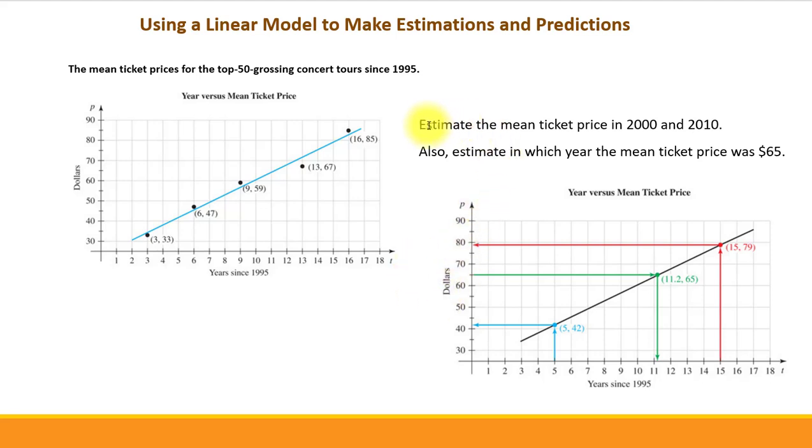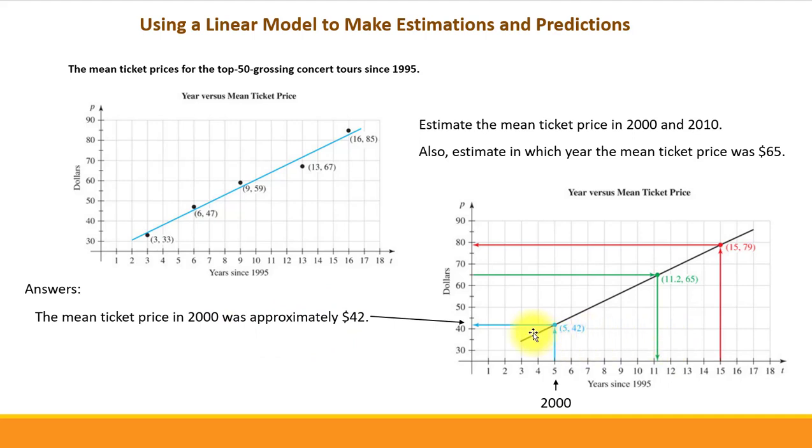So if we want to estimate the mean ticket price in 2000, first we need to figure out how many years since 1995 have passed. Well, that's 5 years. So that's 5 on the horizontal axis. Now we have to project that to a point on the linear model. That point will have the first coordinate 5, and then we check its corresponding y-coordinate. So that is about 42. And that means that the mean ticket price in 2000 was approximately $42. It's important to always say approximately, because a linear model only estimates and approximates the values.